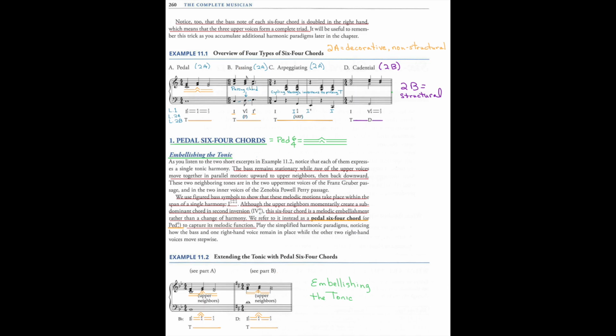Now this is reversible. You could go 1/6 through the chord to the 1. It can go either direction, but nevertheless, it's all expanding the 1 chord. So the passing 6/4 chord in this case, 1, 5, 6, 4 to 1, is all tonic expansion. Let's go on to the arpeggiating 6/4. So again, we're going to be using the C major triad.